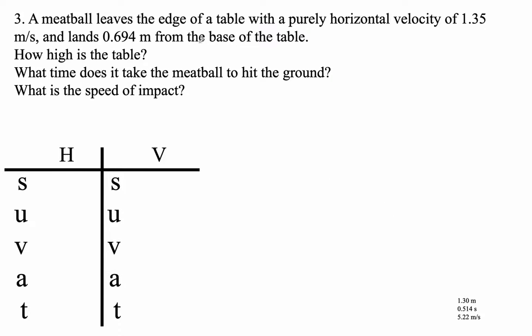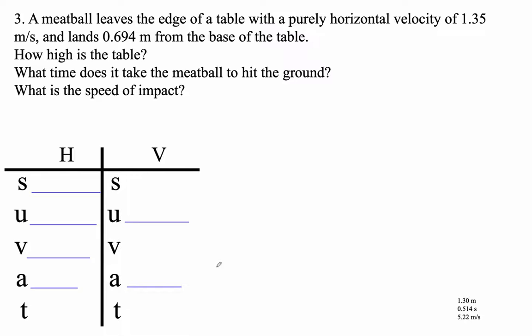All right. A meatball leaves the edge of a table with a purely horizontal velocity of 1.35 meters per second and lands a horizontal distance from the base of the table, right? You got to understand that that's horizontal. I feel like we know this, and we know this, and this. We always know that, and this, and because it's a cliff problem, we know this. That's what I think we know.